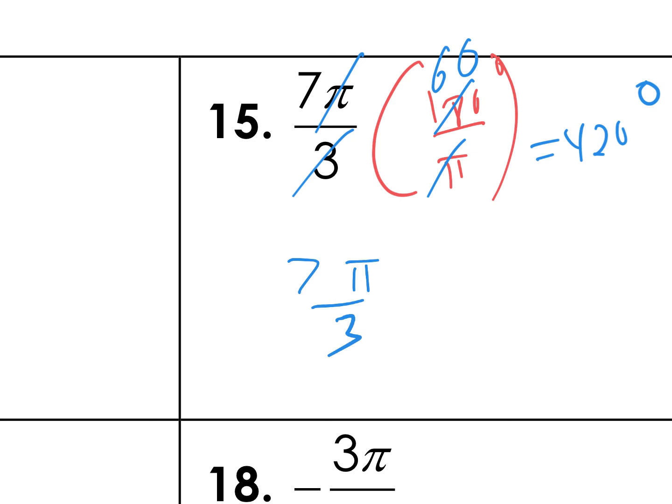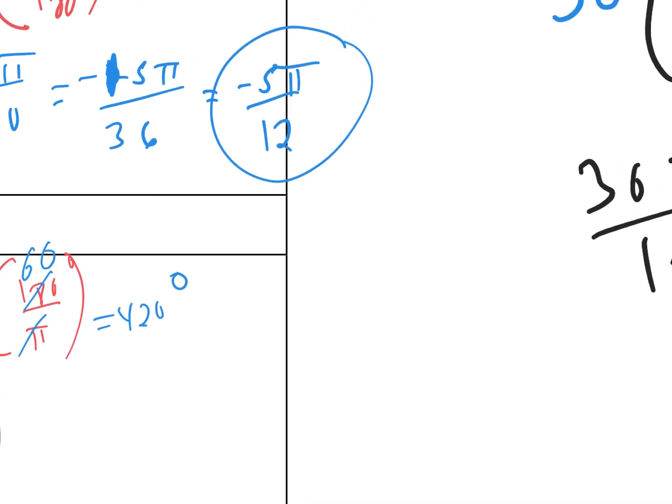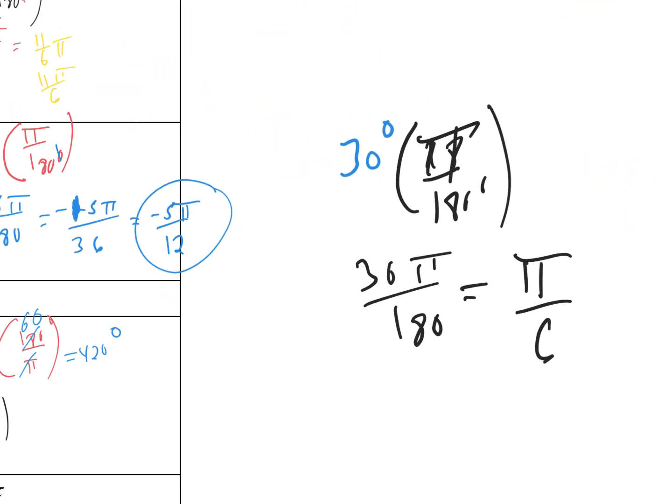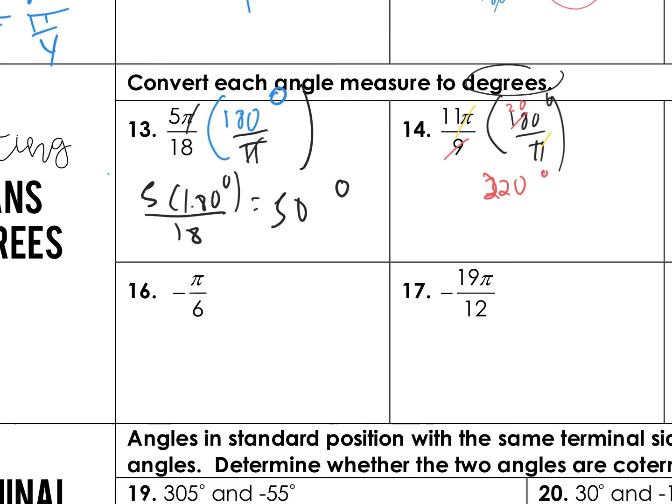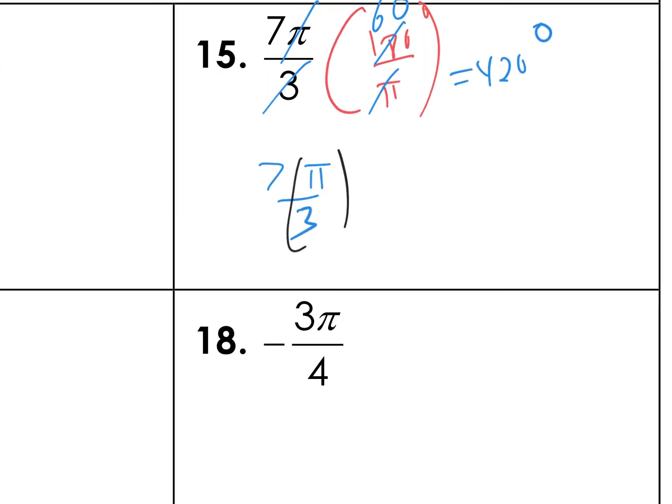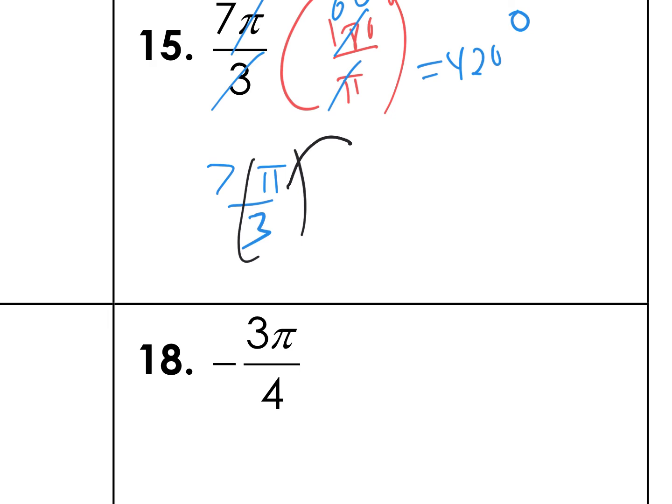What if you remembered that pi over 3 stood for what? I did it over here somewhere. 60 degrees. We did that a minute ago, right? So what if, where am I at? I got lost. Here goes. If we know this is 60, then the answer is 7 times 60.